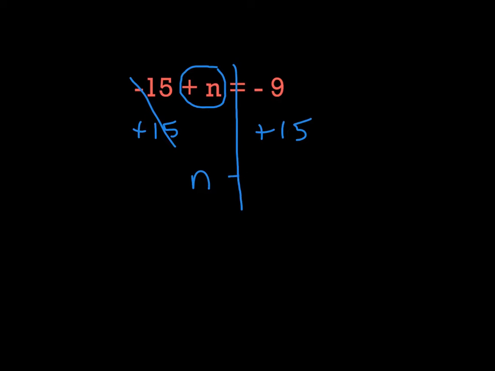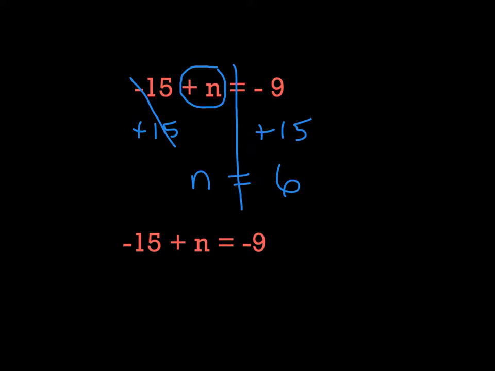So I'm going to say n equals, now I have negative 9 and positive 15. So my signs are different, which means I'm going to subtract. So 15 take away 9 gives me 6. And I take the sign of the bigger number. 15 is bigger than 9, so it's going to be positive 6.